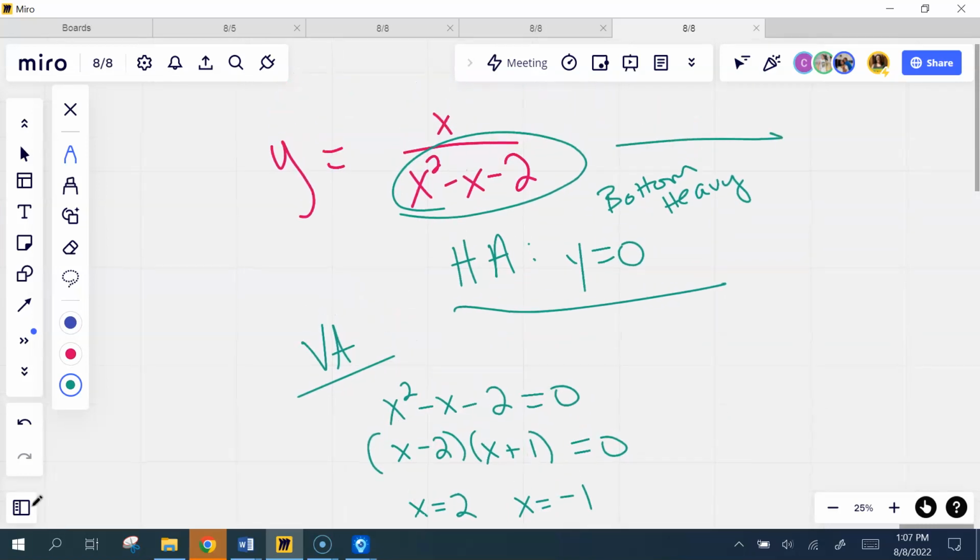I could rewrite this as x over x minus 2, x plus 1. Nothing canceled. And I'm going to show you one in just a minute that cancels. If it was like this, that would mean there's a hole at 2. Well, let's see what it looks like on the graph. Remember what I have and what it should look like, and let's make sure that that's what it looks like.